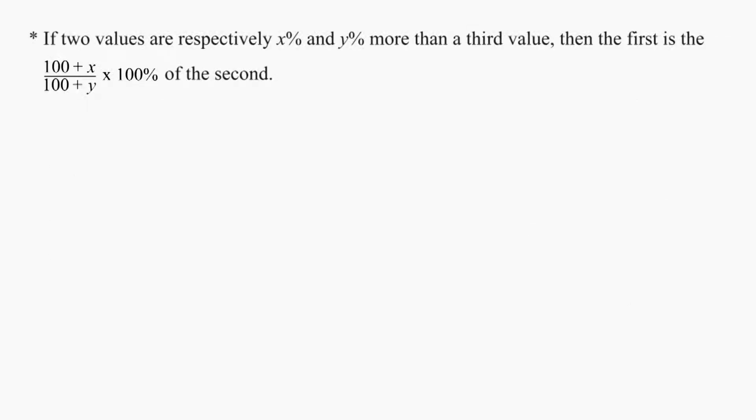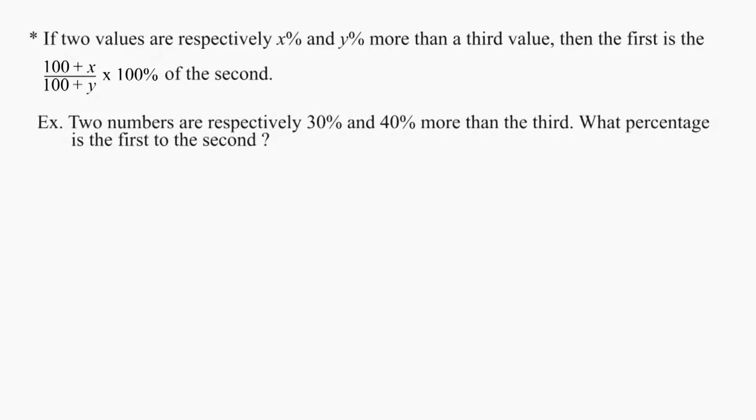If two values are respectively x% and y% more than a third value, then the first is (100 + x) upon (100 + y) into 100% of the second. Let's be more clear by solving a problem. Two numbers are respectively 30% and 40% more than the third. What percentage is the first to the second?